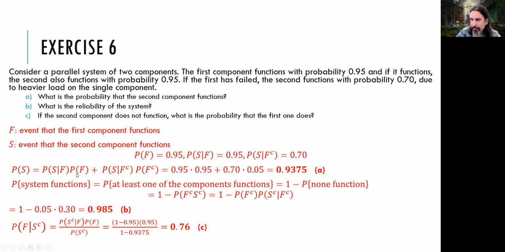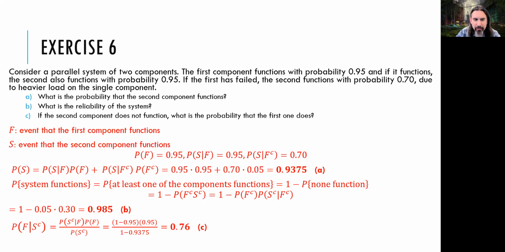Now, from here, we can just write the values. S given F: if the first component is working, then the second component works with 0.95 probability. So I'm going to have 0.95 here. The probability of the first one working is 0.95, so it's written over here. The probability of the second one working, if the first one is not, well, 0.70, we already know that one, write it over here. The probability of the first one not working is 0.05. So just multiply them and add them together, 0.94, give or take. So 94% chance that the second component is working.